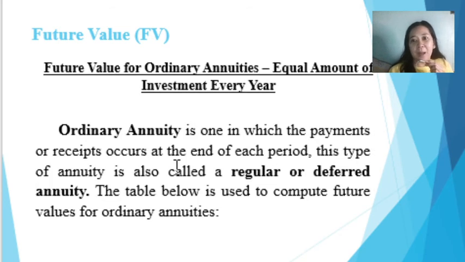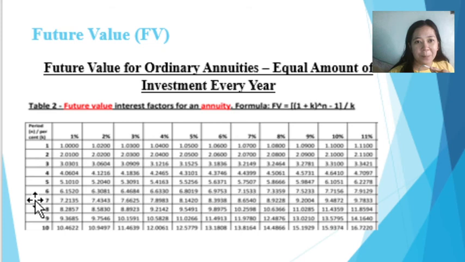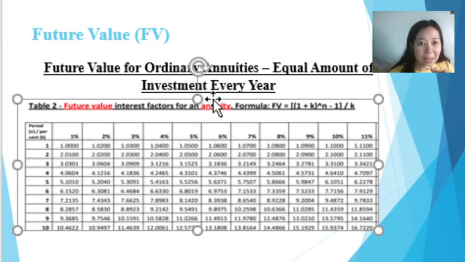So here, when we say ordinary annuity, normally this is one in which the payments or receipts are made, the investment is made at the end of each period. This type of annuity is also called a regular or deferred annuity. Here, we will use the table for easier determination and computation of our future values. This one is table 2.